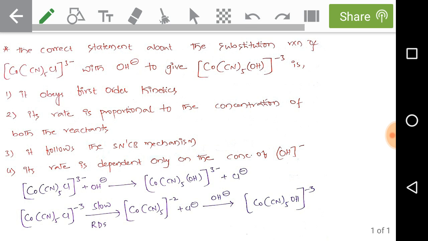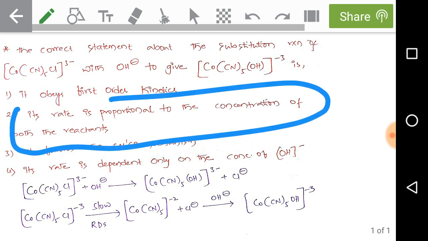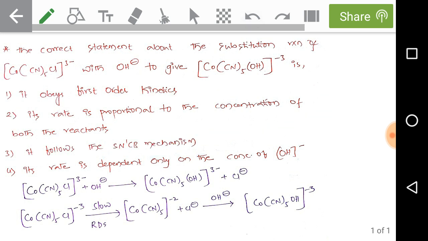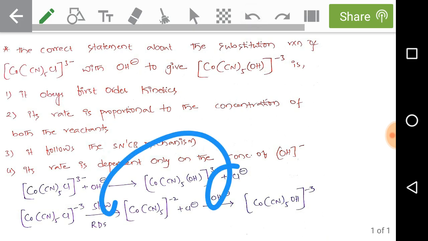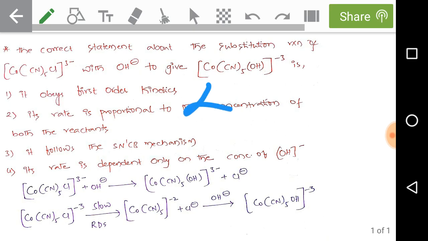Now the second statement, just look at it. Its rate is proportional to the concentration of both the reactants. It is a wrong statement, because the rate depends only on the substrate, but it does not depend on the other reactant, that is the base OH minus. That's why the second statement is wrong.